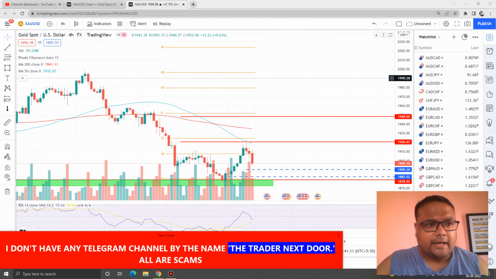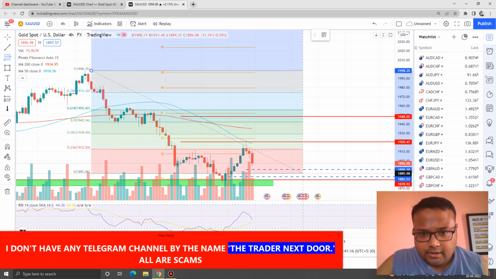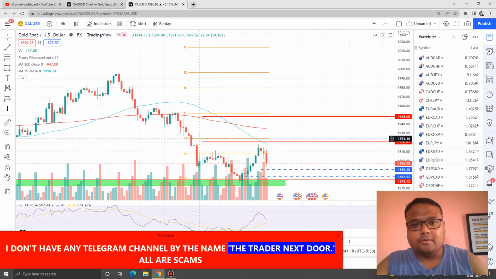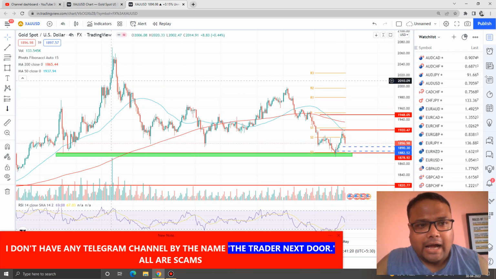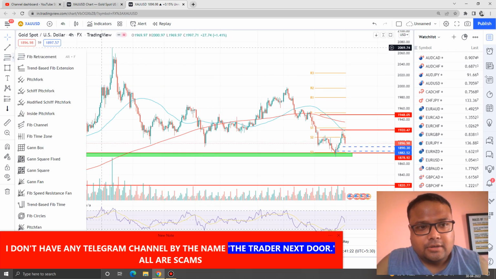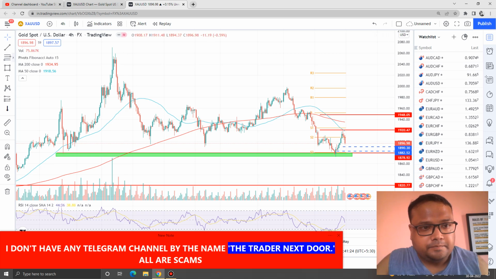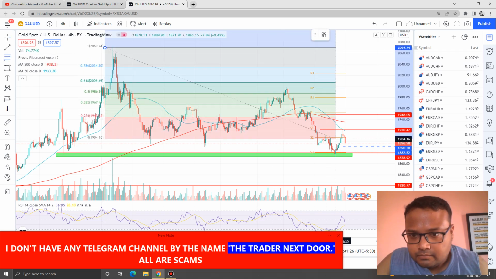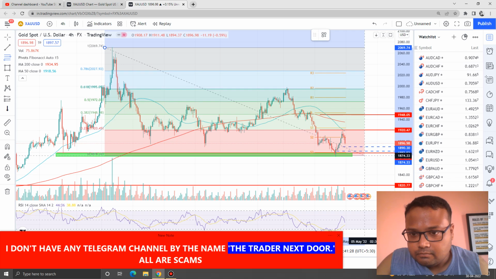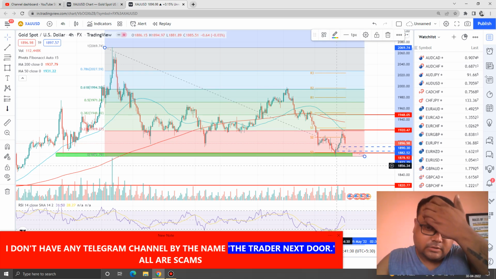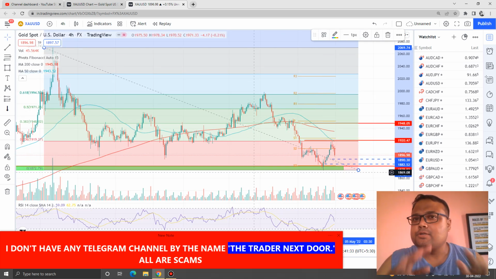If you want to see again, let me show you. The highest point of the chart is this. So yesterday we saw the market respecting the Fibonacci setup. So obviously this setup is very much valid for us.